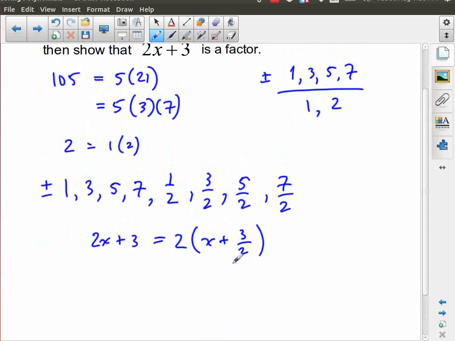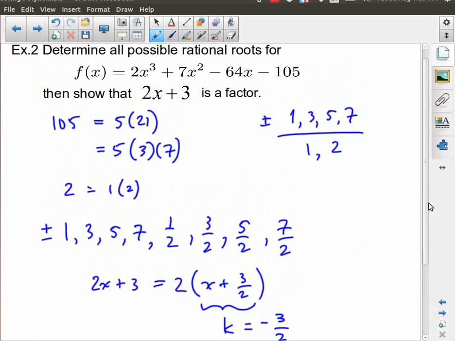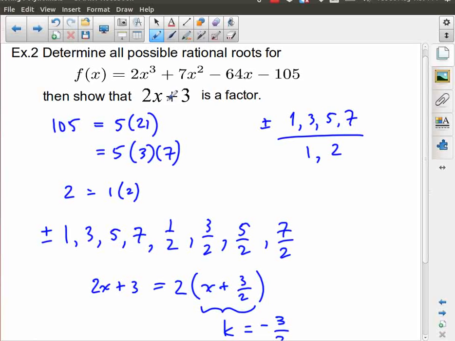So what is my k value going to be? If it's x plus 3 over 2, then my k value, or my root, is actually negative 3 over 2. When we talk about a root, that's the same as talking about a 0. What value of x makes this thing 0? Negative 3 over 2. And this question wants us to show that this is indeed a factor. So I'm now going to use the factor theorem. I'm going to take the negative 3 over 2 and I'm going to plug it in here.